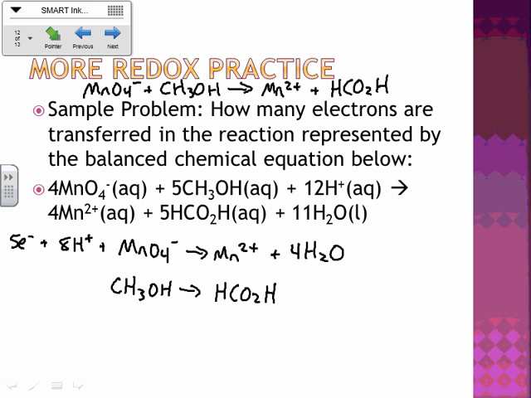Okay. So is everybody following me so far on that half reaction? And then this half reaction down here, looks like the only thing that's really off here is my oxygens, right? You know, and my hydrogens.